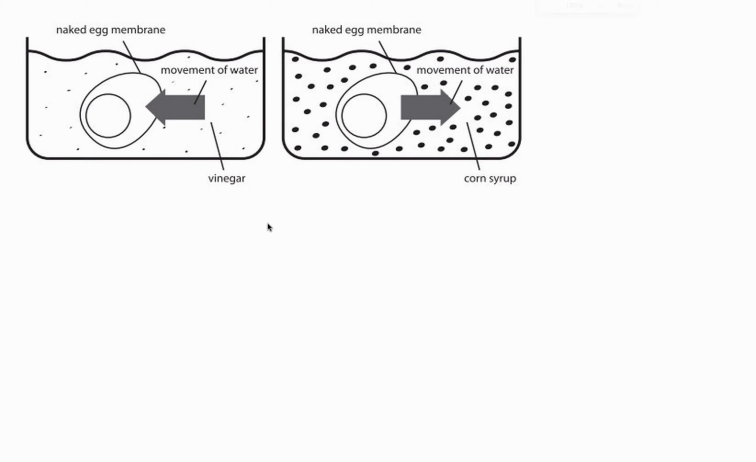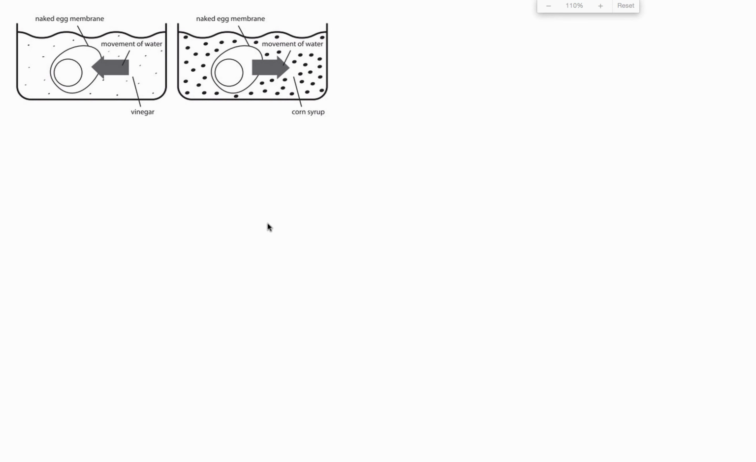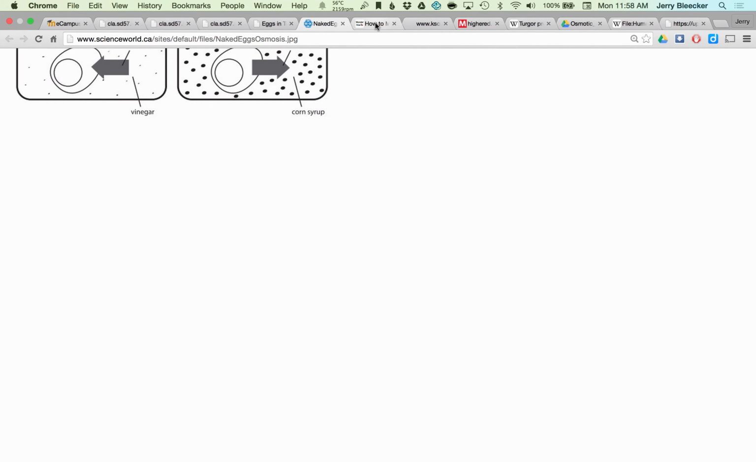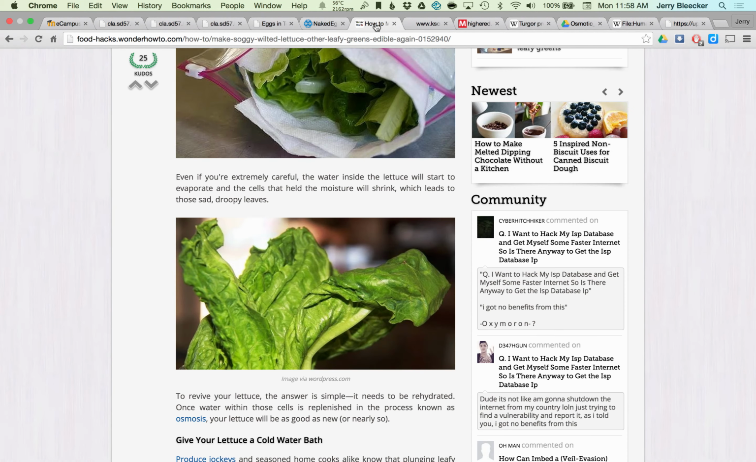Now, I'll just zoom in on this a little bit. This is sort of a visual representation of what had happened. And you can look at the flow of water in this case, and you could say, well, what's the osmotic flow? And it really depends. You just have to say, is it in a dilute solution or a concentrated solution?